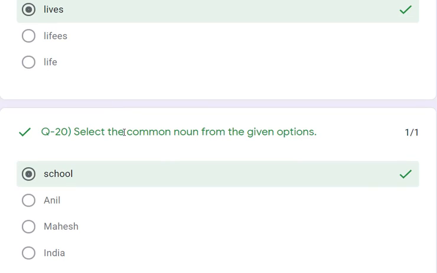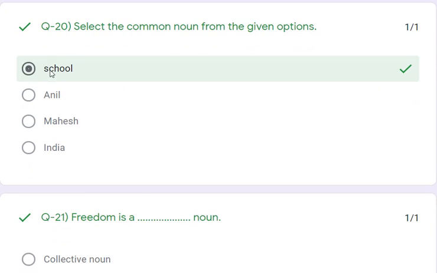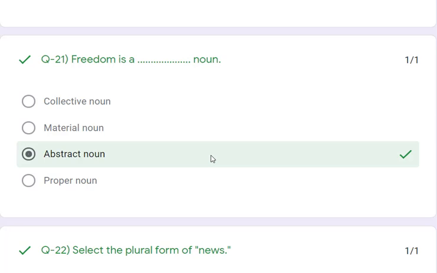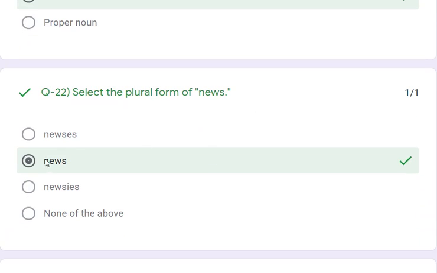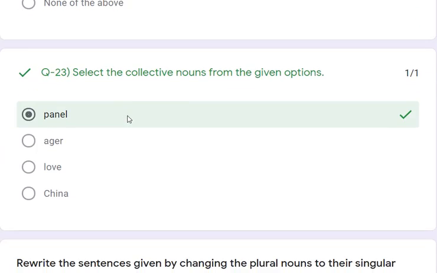Then, which is the common noun from the options? That is school. Freedom is an abstract noun. News plural form is news only. Collective noun from the given options. So, panel is the collective noun.